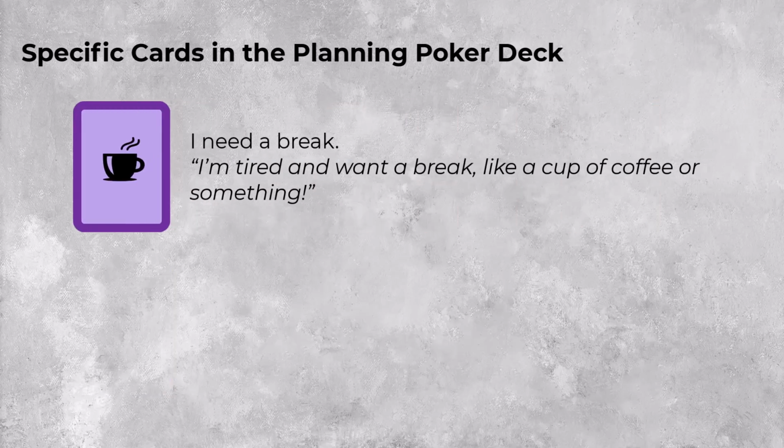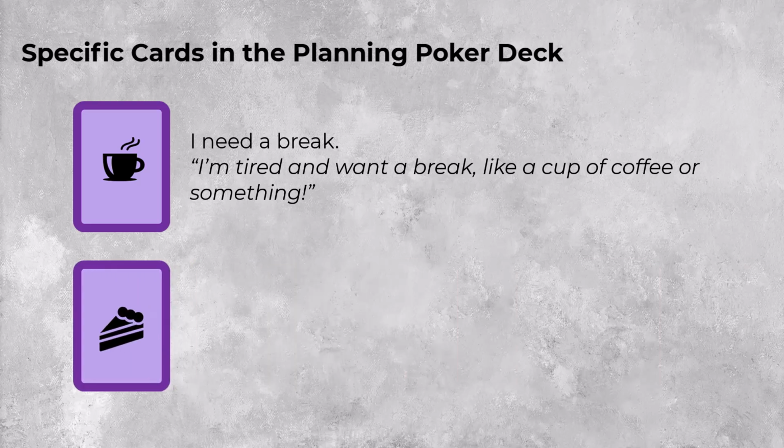Coffee cup. I am tired and want a break like a cup of coffee or something. Some decks use the pie symbol instead of a coffee cup, saying, I want a break and go get some pie. Imagine you are in the sprint planning of a 1-month sprint. Your event time box can be up to 8 hours or a full day. It is natural that team members get tired and need some breaks. Again, this card increases transparency in your estimation process.